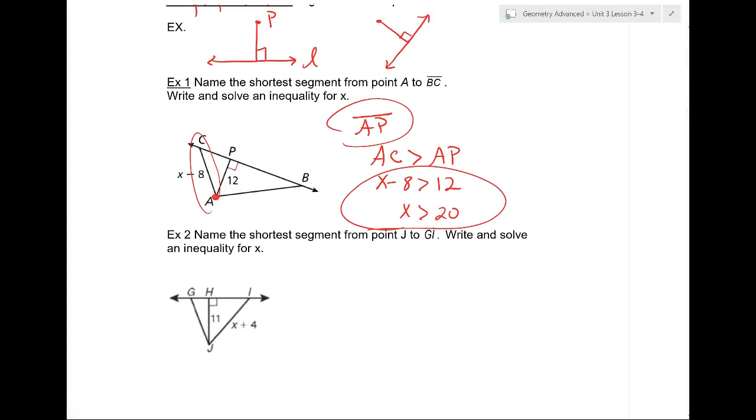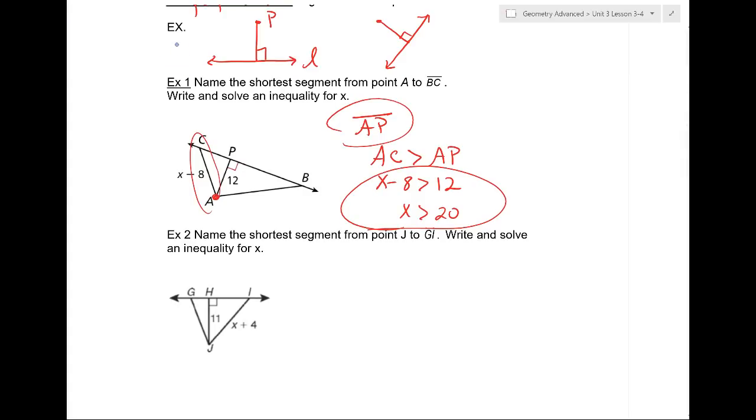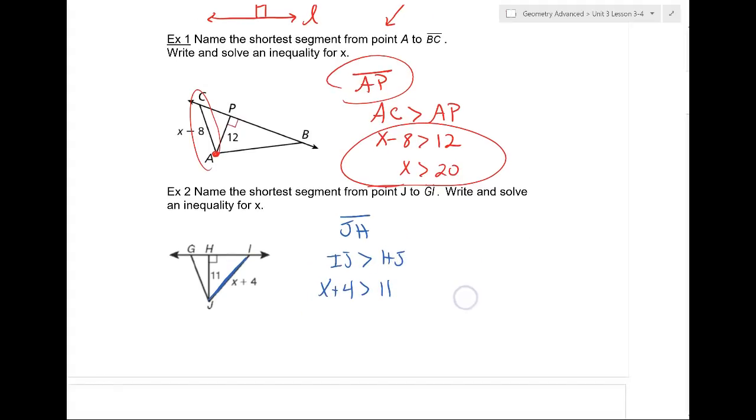Example 2. What is the shortest segment from point J to line GI? Yeah, so segment JH, right? Could I say segment HJ? Would we be okay with that too? Yeah. And then we also know again, this one's like the hypotenuse of that right triangle. Obviously, it's the longer segment. So I know that IJ is greater than HJ. So can I just go X plus 4 is greater than 11? X has to be greater than what?